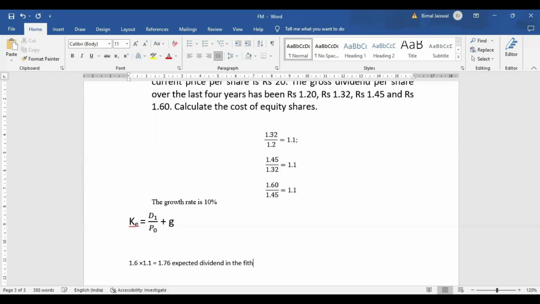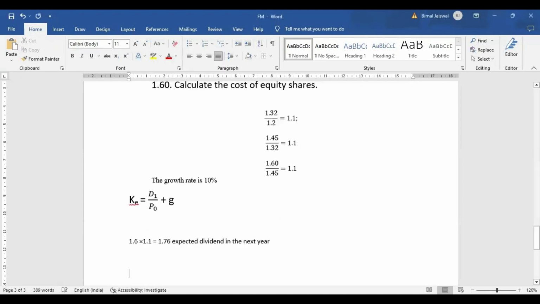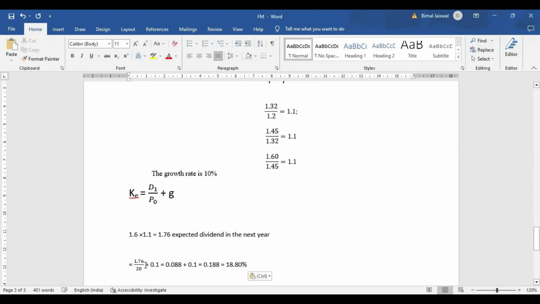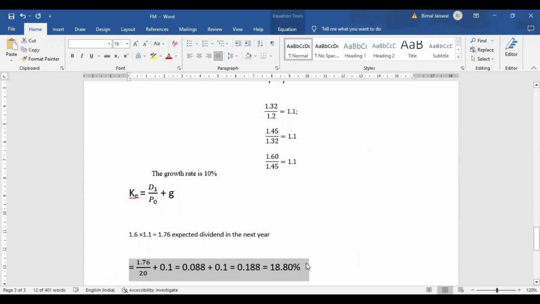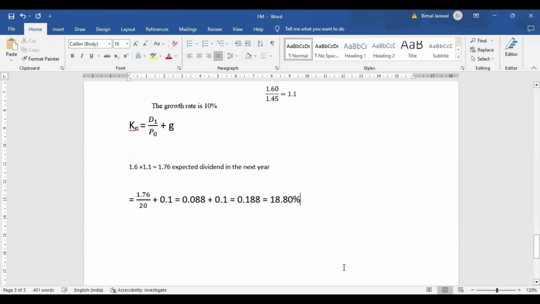in the next year or coming year, that you can say. So D1 comes to 1.76. Current market price is given as 20, and the growth rate, just now we have seen, is 10%. All the information has been given. We can easily calculate the cost of equity, which comes to 18.80%.